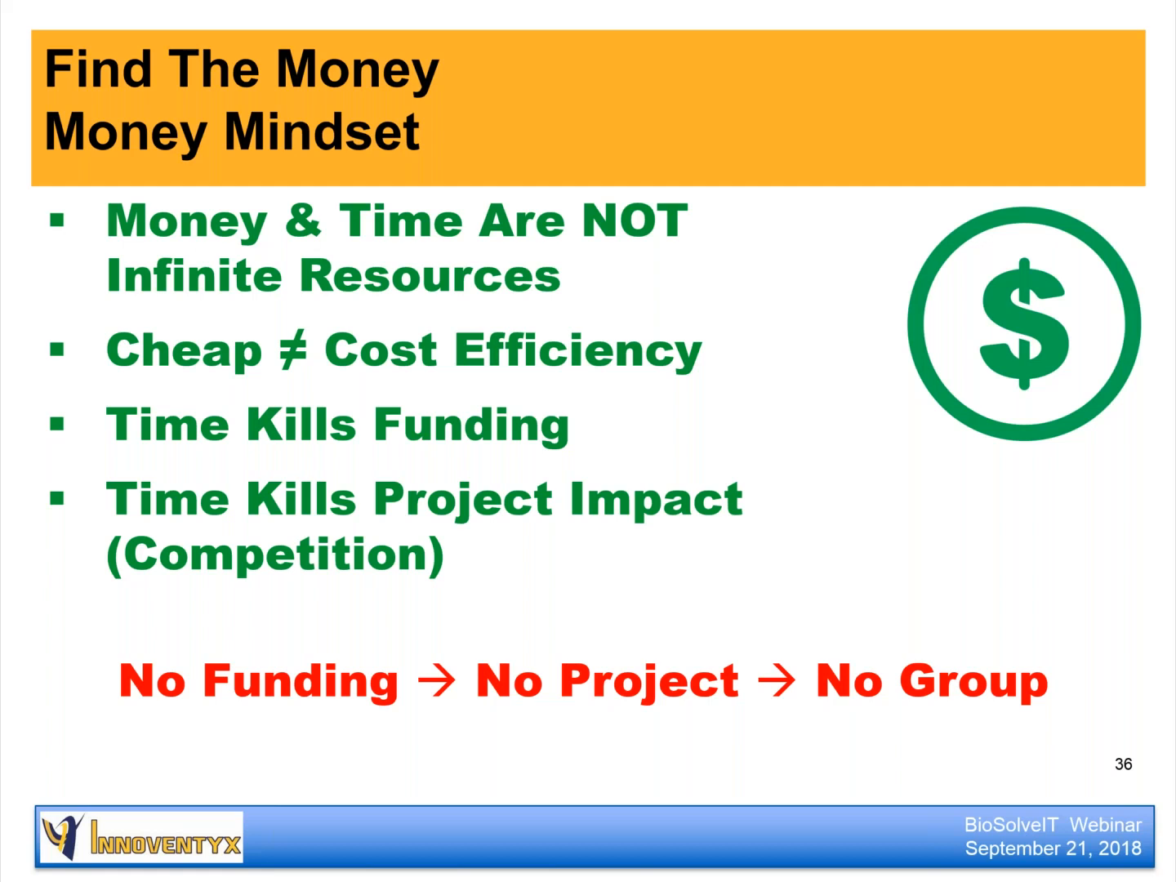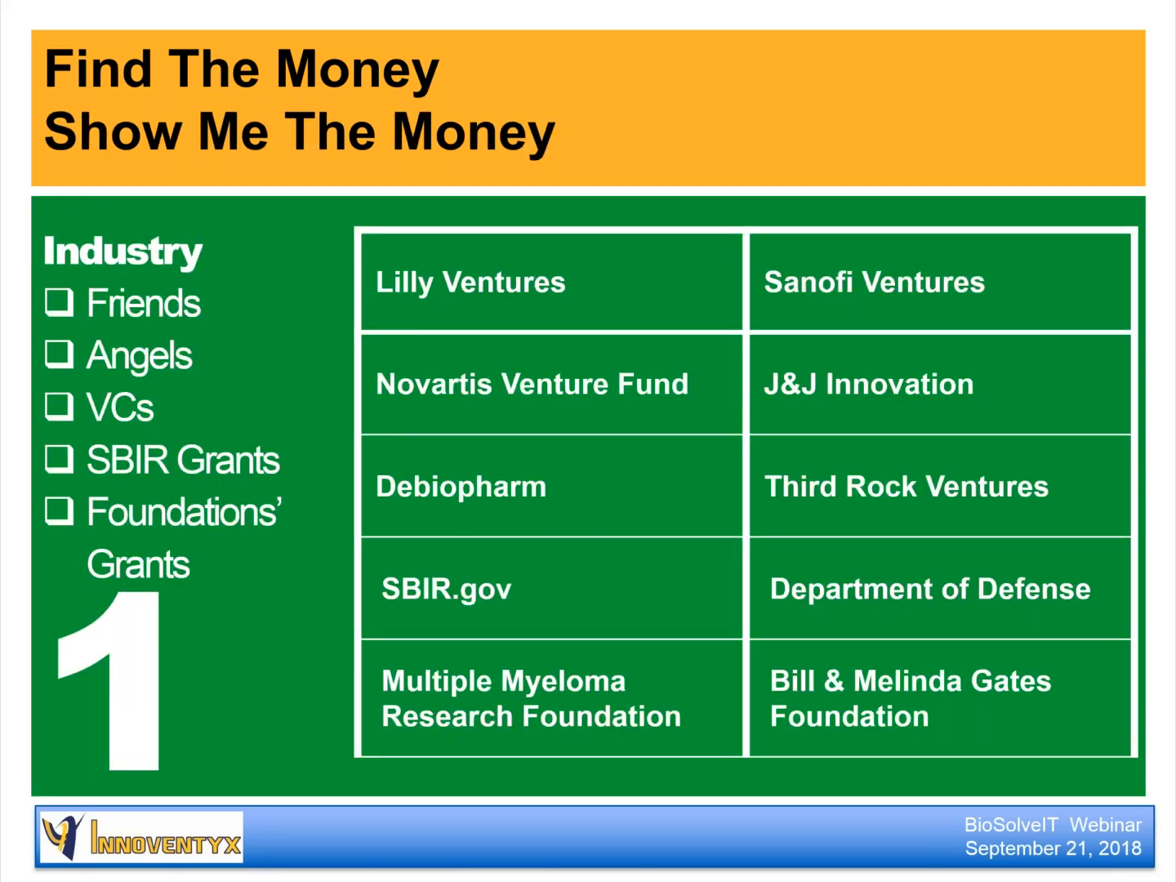Why? Because whatever was of high impact today might not be of high impact in 2 years. There's going to be competition that is going to pop up. There's going to be new discoveries, and eventually what was novel today in 2 years might be obvious. So you need to move quickly, because no funding equals no project, and eventually your group might not even exist.